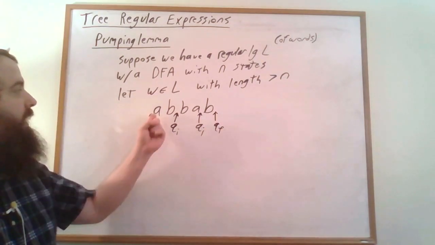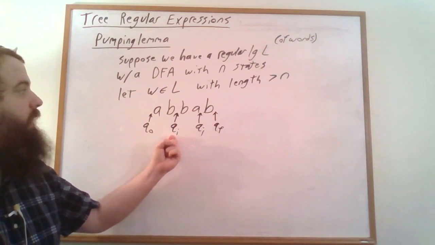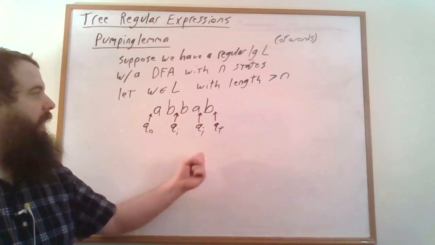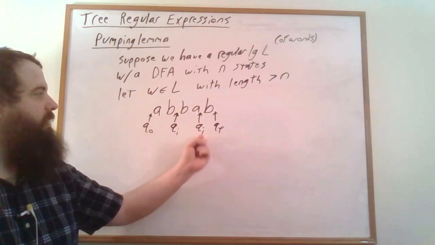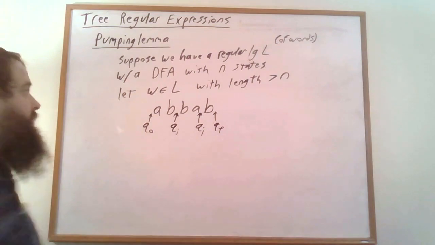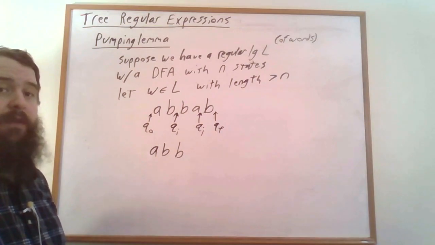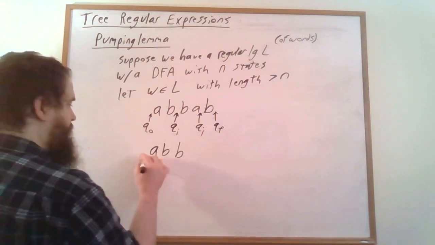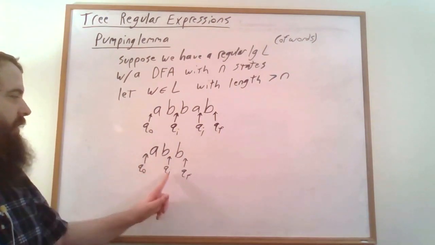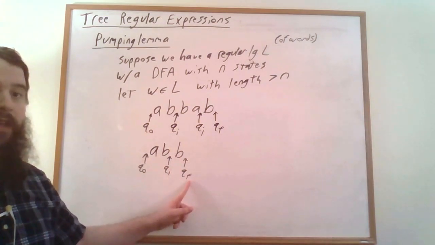So we know that reading AB takes us from the start state to state QI, and then reading BA takes us in a loop from QI back to itself, and then reading the character B takes us from state QI to some sort of final state. What we can conclude from this is that the word ABB also has to be accepted by the automaton, because we know that reading the characters AB will take us from state Q0 to QI, and reading the character B will take us from state QI to a final state.